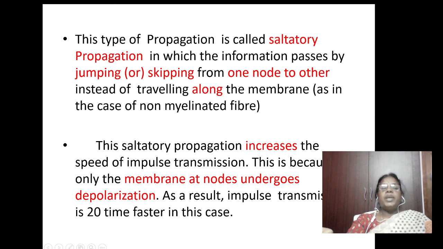This type of propagation is also called saltatory propagation, in which the information passes by jumping or skipping from one node to the other instead of traveling along the membrane. The propagation increases the speed of impulse transmission because only the membrane at nodes undergoes depolarization. As a result, impulse transmission is 20 times faster than the normal impulse transmission.